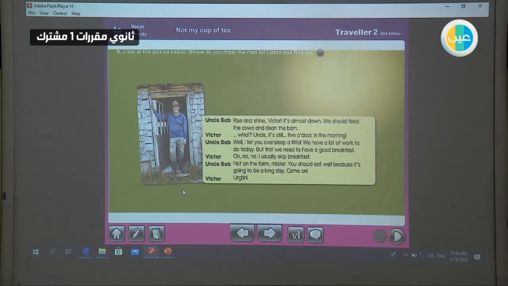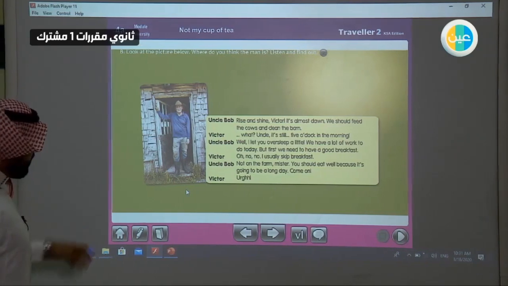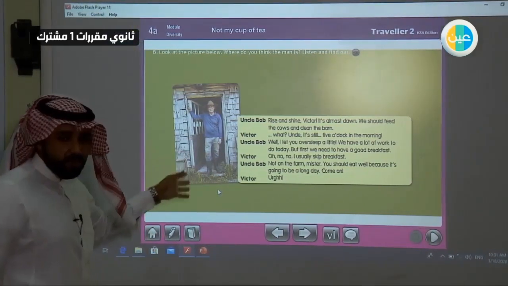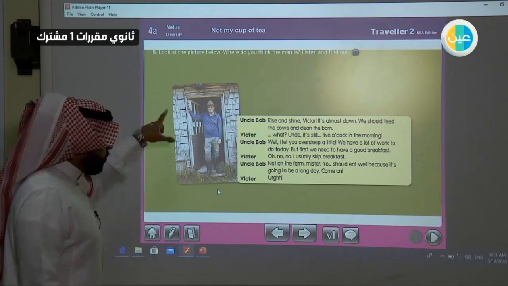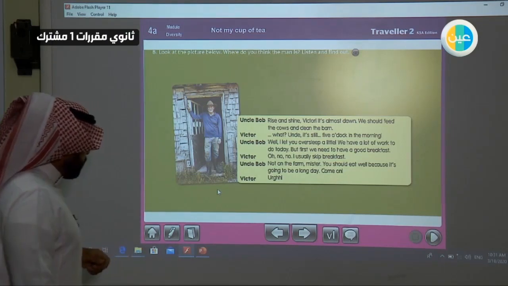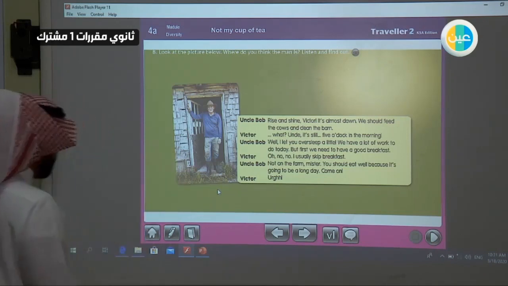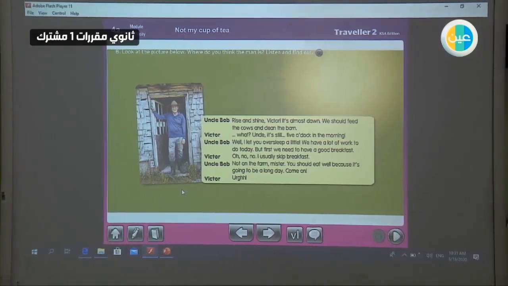So the first thing here, look at the picture below. Where do you think the man is? Is it like in a city? It's on a farm, because you can see the style of the house and how he wears his clothes. You can notice that he is on a farm. So let's talk about this dialogue, this conversation.